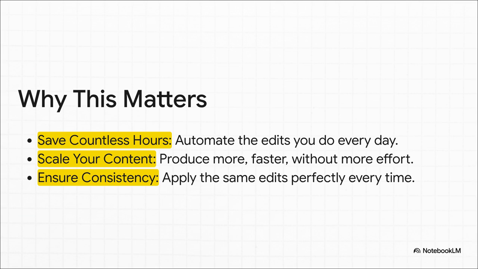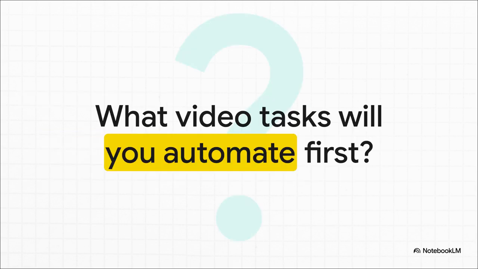So what's the big takeaway here? Why does this matter so much? Look, this is about way more than just convenience. It's about fundamentally changing how you create video. You're going to save countless hours, which means you can actually scale up your content creation without burning out. And because a robot is doing it, you get perfect, consistent results every single time, whether you're adding a watermark or formatting a video for TikTok. This just opens up a whole world of possibilities.